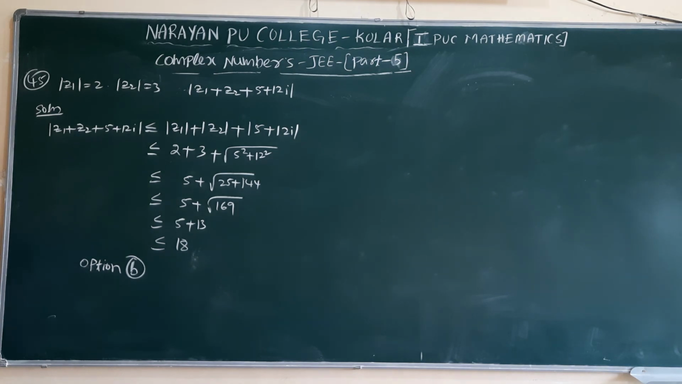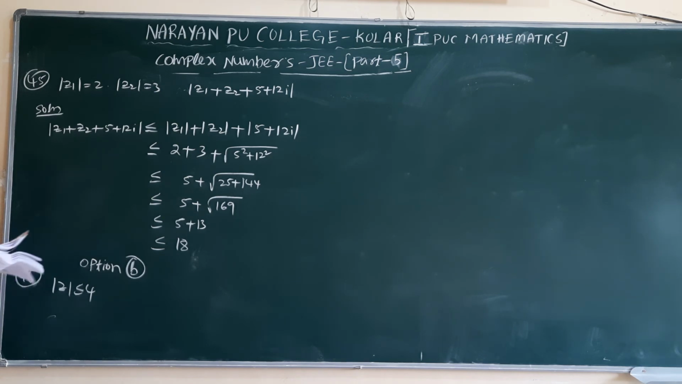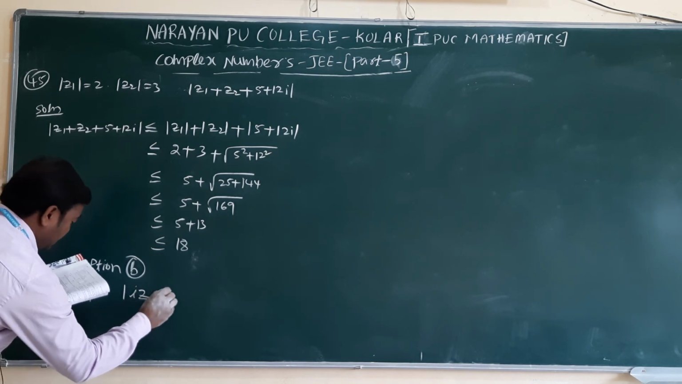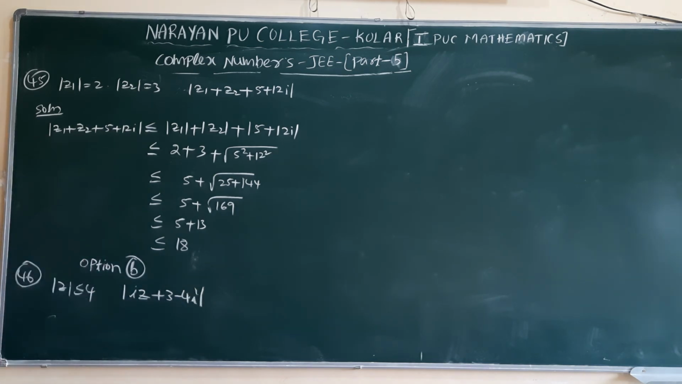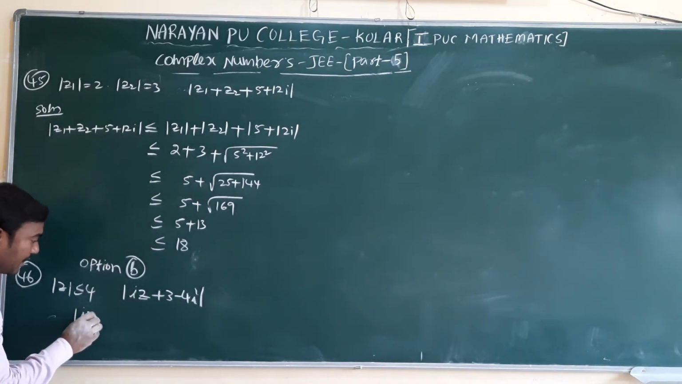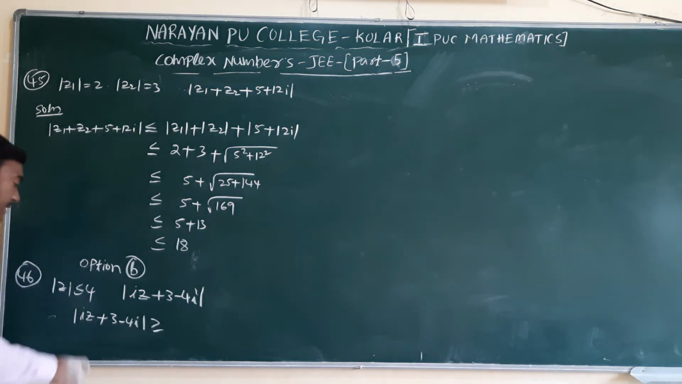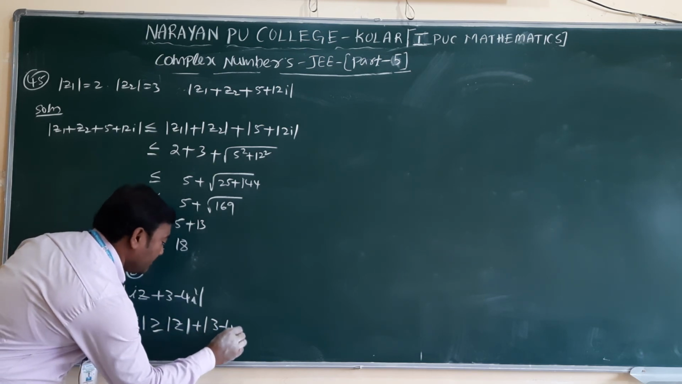Next, question number 46. If modulus of Z is less than or equal to 4, then the maximum value of modulus of Iz plus 3 minus 4i is equal to. So the maximum value, like the greater value. So modulus of Iz plus 3 minus 4i is greater than or equal to modulus of Iz, which will be modulus of Z plus modulus of 3 minus 4i.